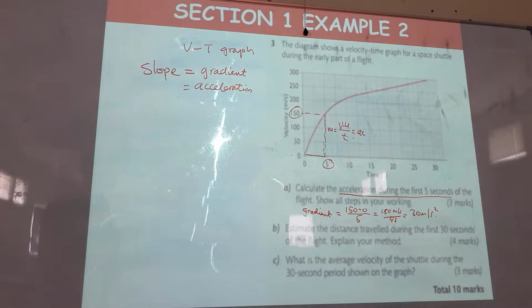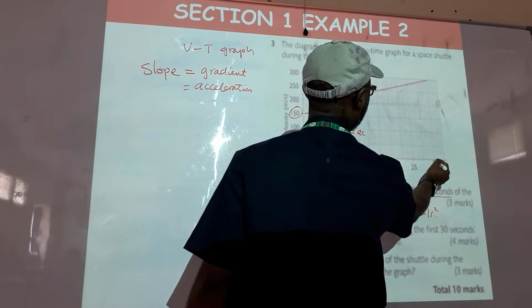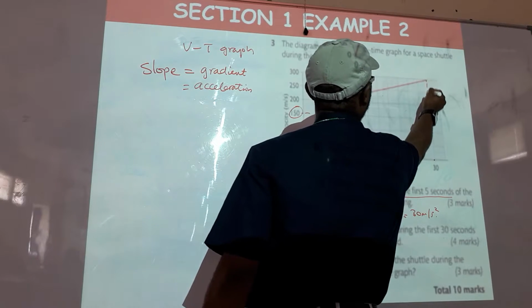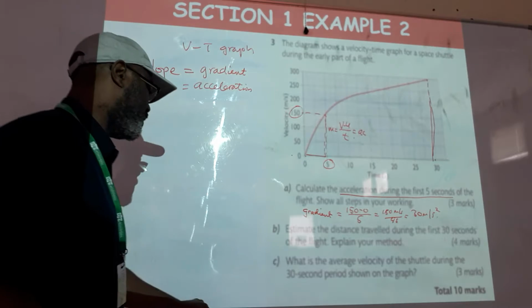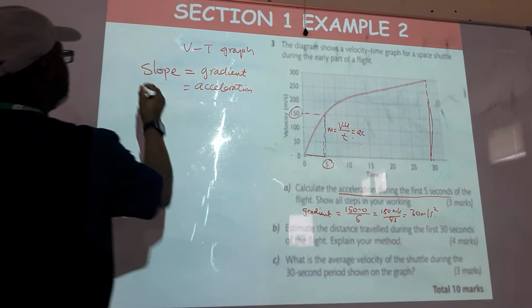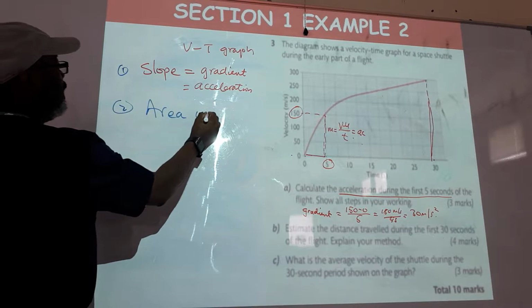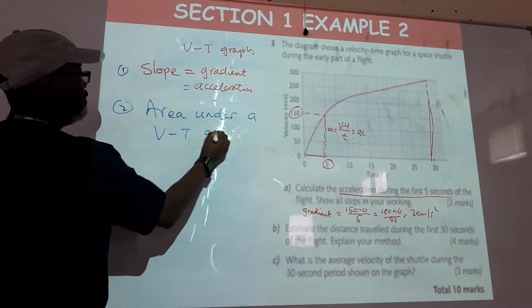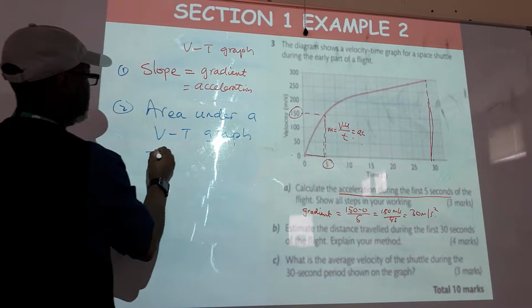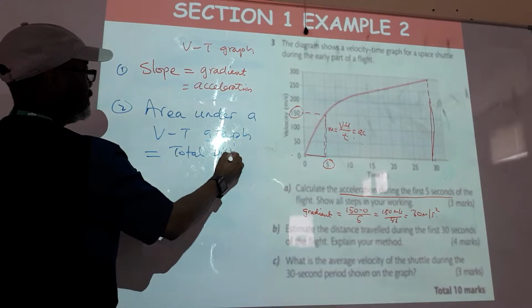The second part of the question says estimate the distance traveled during the first 30 seconds. The first 30 seconds is from here to here. Now, again, you need to recall that the area under a velocity time graph equals the total distance covered.